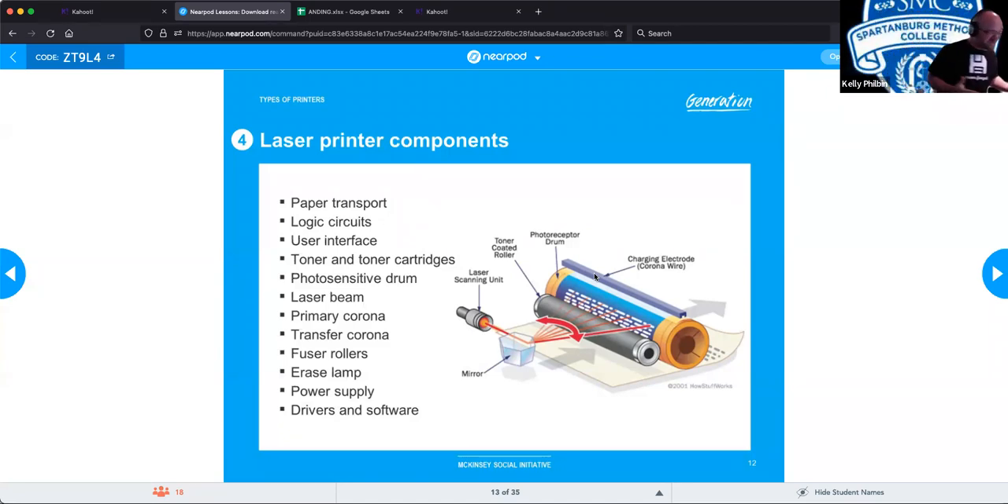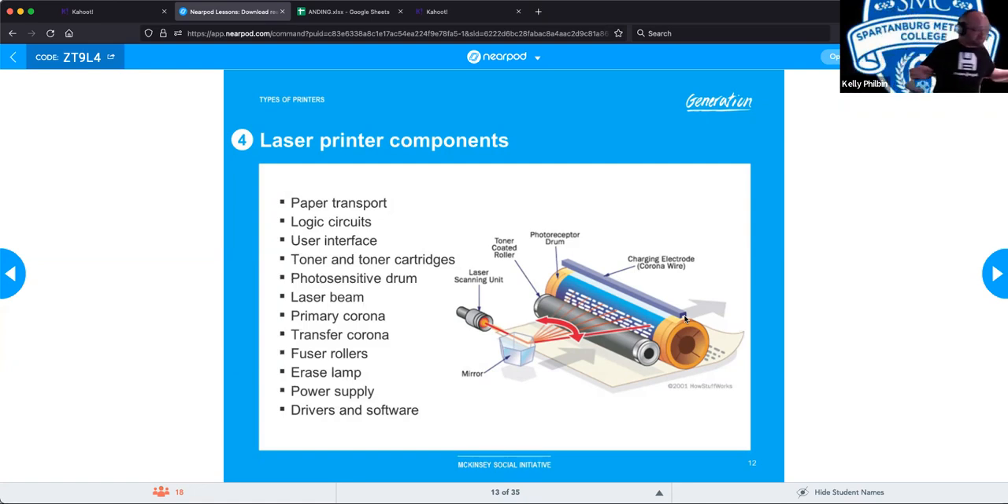Erasure lamp. Now, we said it was a photosensitive drum, right? And we're writing this image onto this drum right here. After that image is used, we need to clear it. So it comes back around and they use a bright light to erase whatever image has been placed onto that drum so that it can be ready for the next revolution of the drum itself. All this stuff is happening super fast. But again, we're going to walk through this process step by step here in just a few minutes. We're just talking about some of the components. So the erasure lamp helps wipe the photosensitive drum clean.